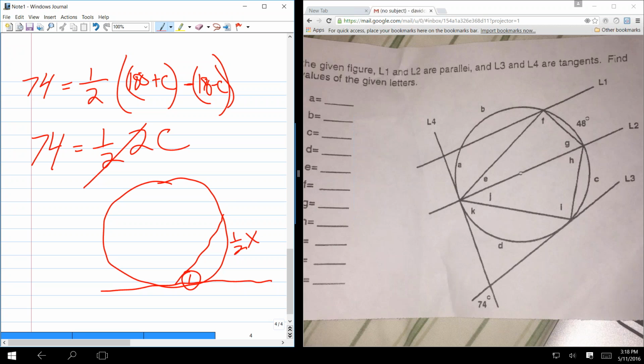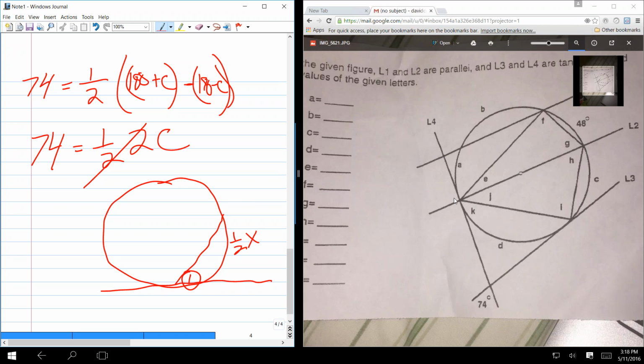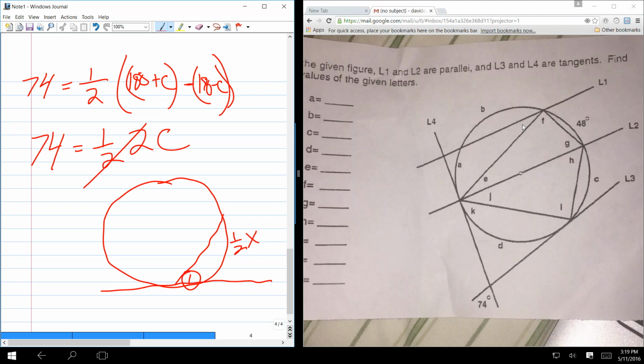Now, the only one we really didn't prove was A. And I don't know that there's a theorem for A or regarding parallel lines, but I'm quite certain. Here we go. Because L1 is parallel to L2, you see where my thing is pointed? Yeah. That's angle E, right?